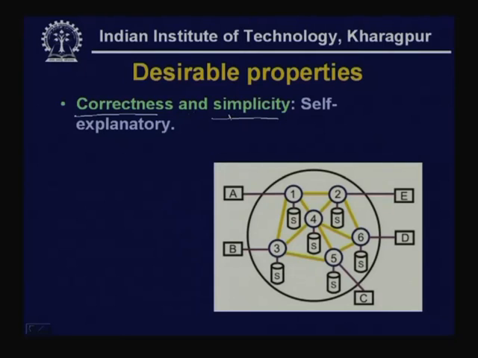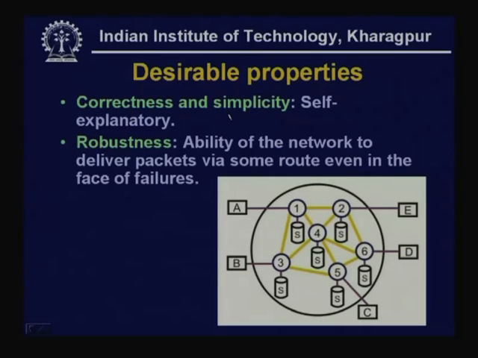So, these two terms are quite simple and easy to understand or self-explanatory: correctness and simplicity. Then comes the second important property, that is robustness. As you will see, the network is a queue of packets. The queue sizes keep on changing dynamically with time, and there is also a possibility of some node failures.